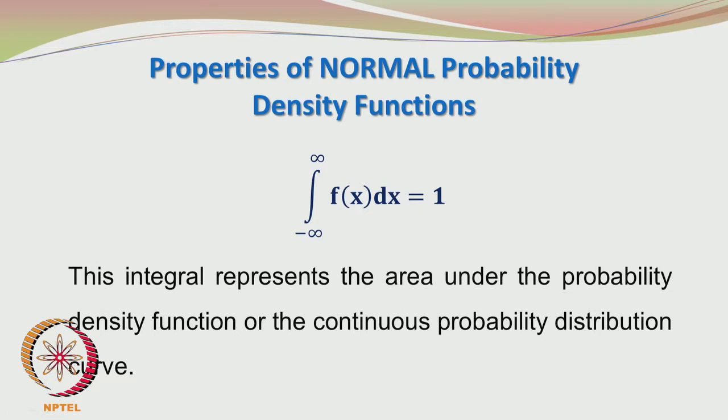The area under the curve is equal to 1. The total area under the curve is equal to 1 when you integrate f of x between the lower limit to the upper limit. What you do is you plug in the equation of the normal distribution here for f of x. After carrying out the integration, you will get the area to be 1.